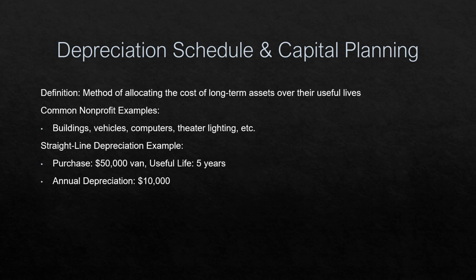Next, depreciation schedule and capital planning. What is it, right? It's a method of allocating the cost of long-term assets over their useful lives. Common nonprofit examples would be buildings, vehicles, computers, theater lighting, etc. Straight line depreciation, how you would account for it is, say you purchase a van for 50,000, the lifetime use of the van is 5 years. So your annual depreciation per year of that vehicle would be 10,000.